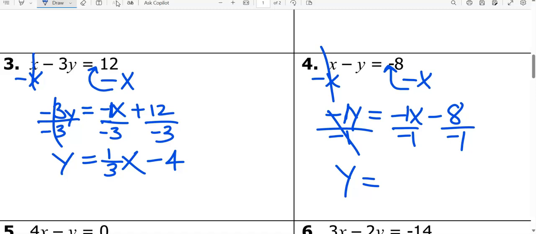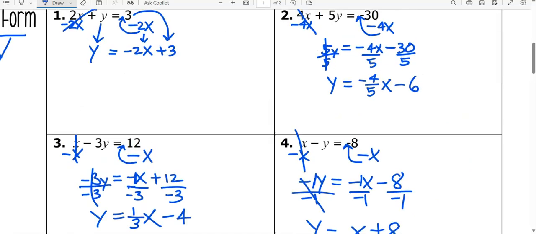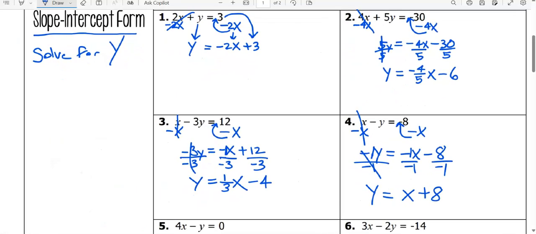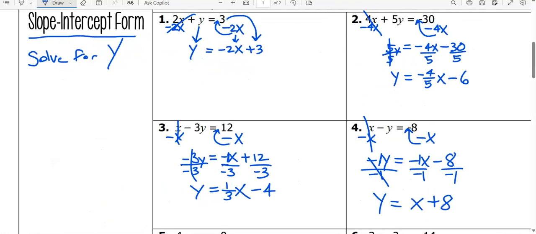1 over negative 1 is just positive 1, but you don't write it. You don't put 1x. I mean, if you do, it's not horrible, but usually you don't see it. You're just going to put x. And what's a negative 8 divided by a negative 1? Negative divided by negative is a positive 8. And you don't usually have it over 1. You just write the whole number. Know what I'm saying? So again, this is the best way of writing the answer. I really need y'all to know these 2 steps. You have to be able to show your work and solve for y.